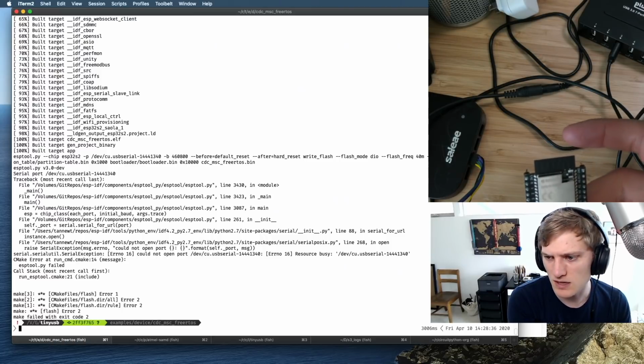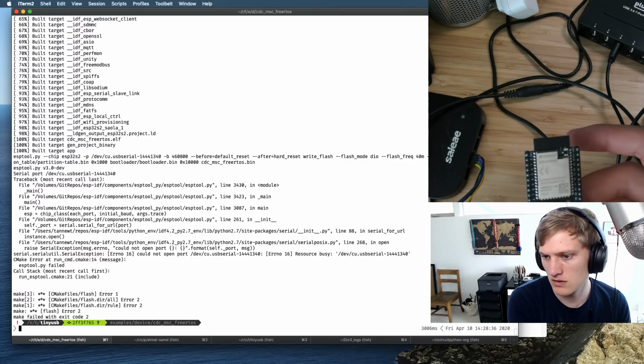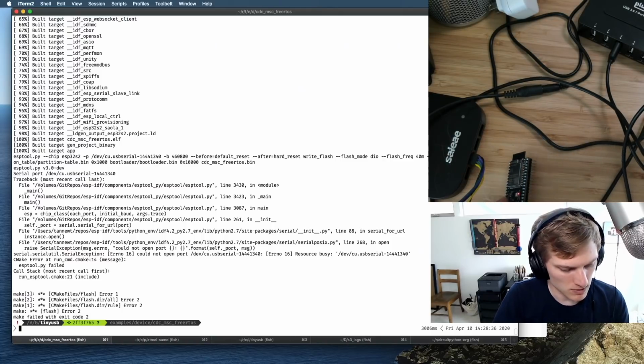So if I hold reset, press boot, how do I know? How do I know I'm in boot mode?